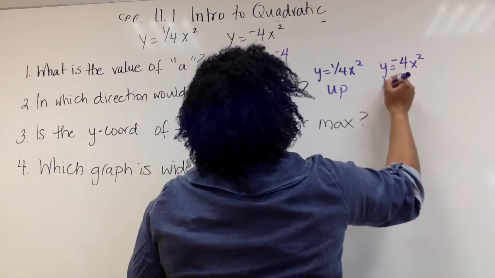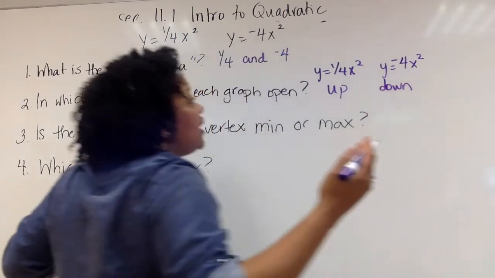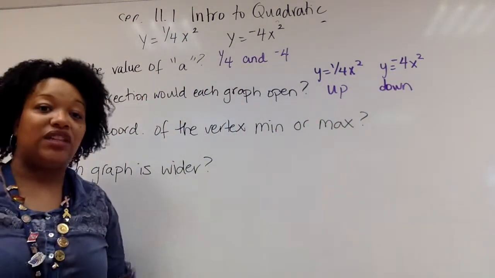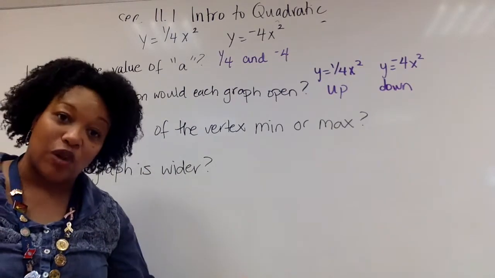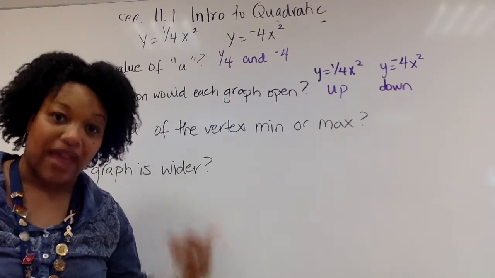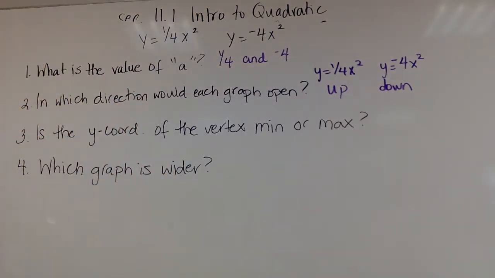And then y equals -4x squared will open down. How do I know? I looked at the sign. I don't need to graph it. I don't need an XY table. I just need to know what the role of A tells me. Okay, so that's question number two. Now, let's skip question number three and go to question number four. We'll come back to three because we got to talk about that a little bit.